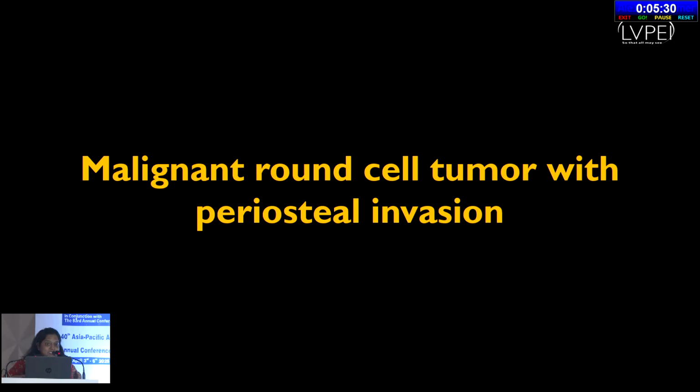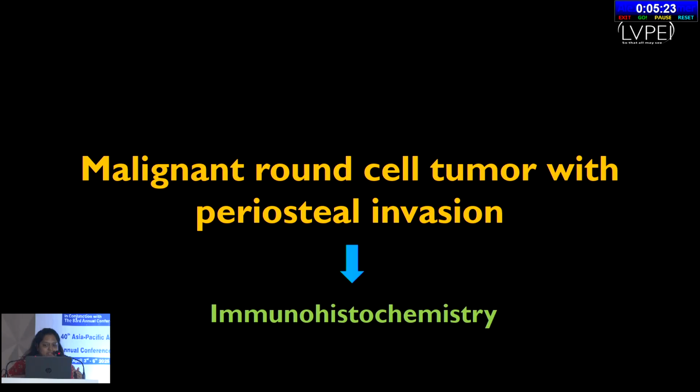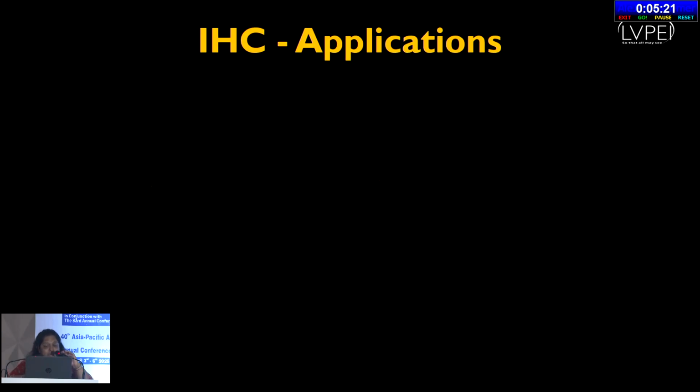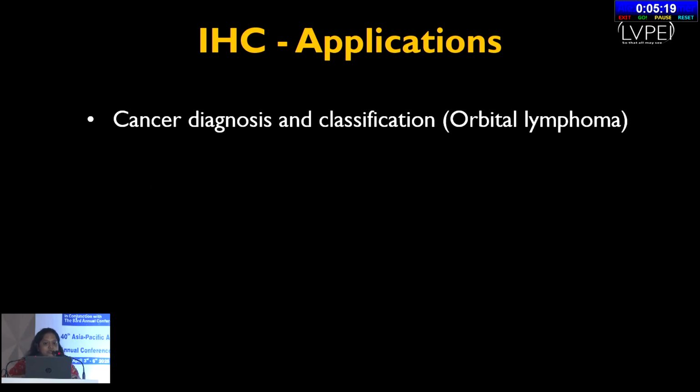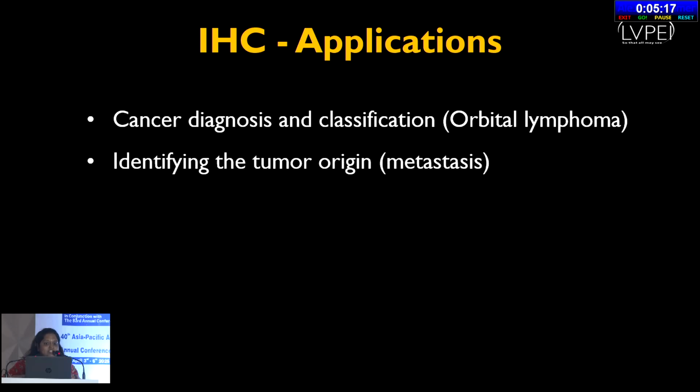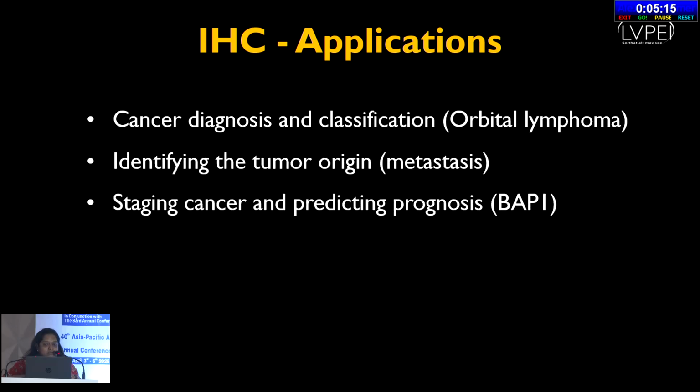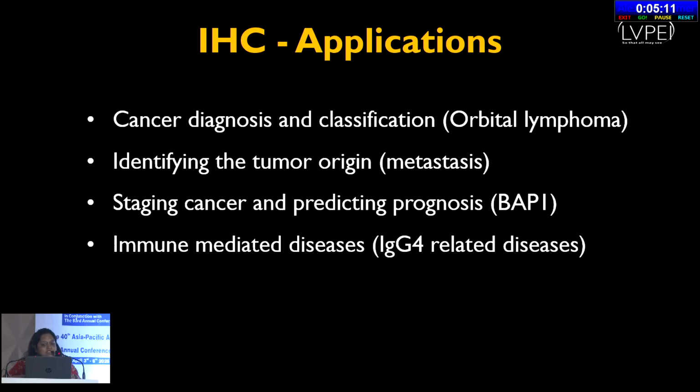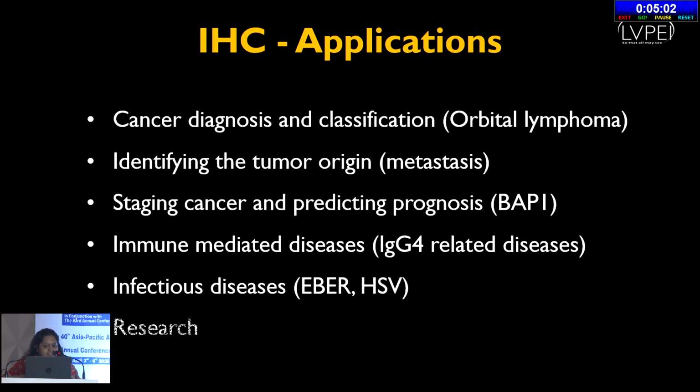Now what next? Is this diagnosis sufficient for us to move forward with the treatment? No. So we go ahead and do immunohistochemistry. Applications of immunohistochemistry include cancer diagnosis and classification, identifying the origin of the tumor for staging and predicting the prognosis, and in certain cases of immune-mediated diseases, diagnosing whether it is IgG4 related or not, in certain infectious diseases, and of course, for research purposes.